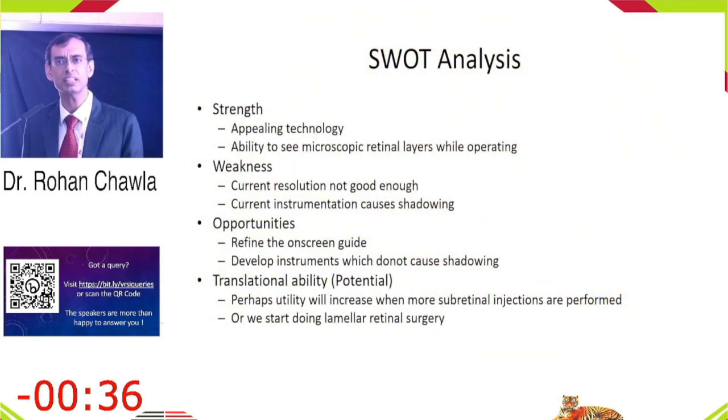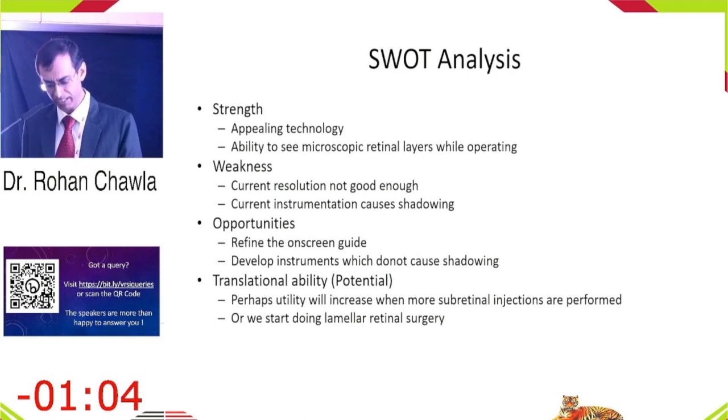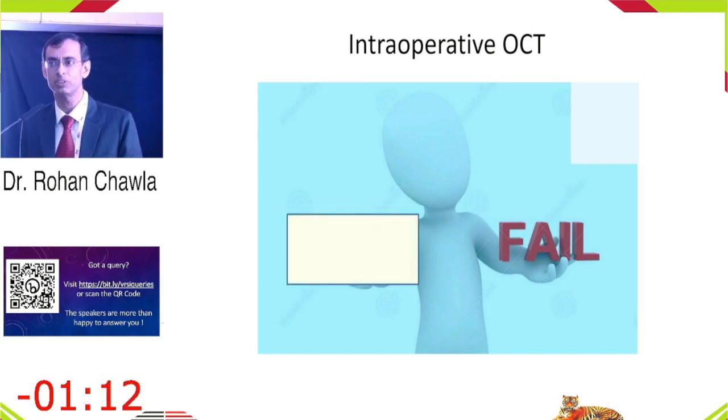The strength of this IOCT, yes, it is an appealing technology and it has the ability to see these individual retinal layers, but the current generation apparatus, I think, does not have enough good resolution and there is problem with instrument shadowing. But yes, it has opportunities once we develop instruments which do not cause shadowing and the resolution improves. And if we take T as the translational ability, then I think where my opponent said, yes, in future subretinal injections, and to know the accuracy of the placement of those, it might have some role. But currently, is intraoperative OCT pass or fail? I would say it's probably failing at the moment. Thank you.